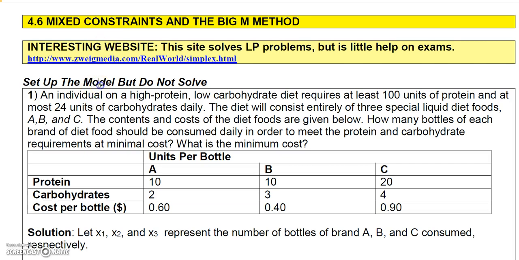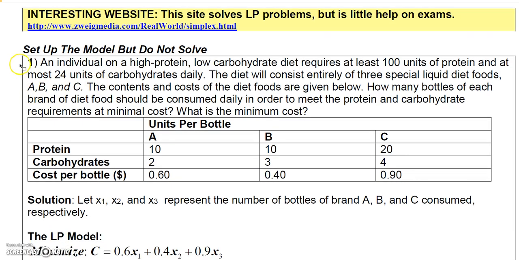Alright, let's look at a simple one to set up. So right here it says an individual on a high protein low carb diet requires at least 100 units of protein and at most 24 units of carbohydrates. The diet will consist entirely of three special liquid foods, A, B, and C, and the contents and the cost of the foods are given below. How many bottles of each brand of diet food should be consumed daily in order to meet the protein and carbohydrate requirements at minimal cost? And what is the minimal cost?